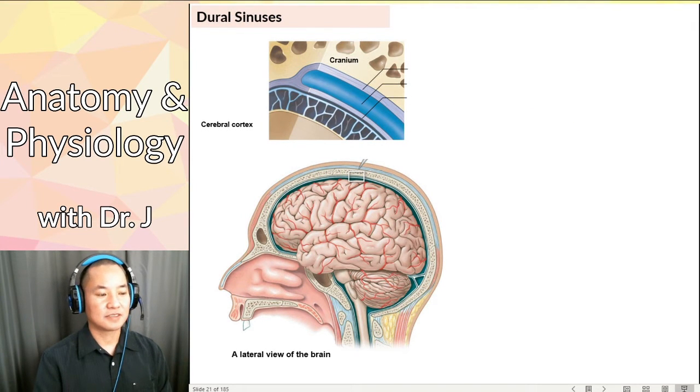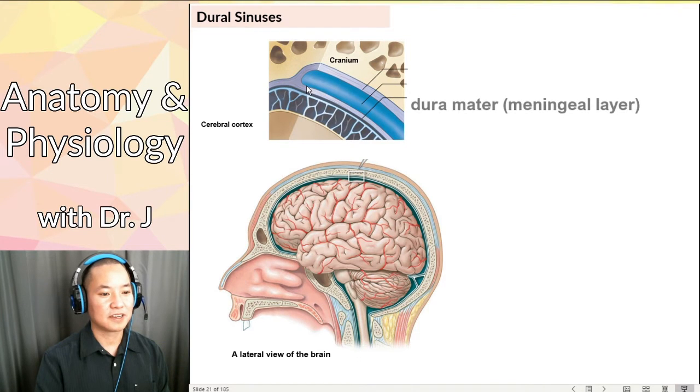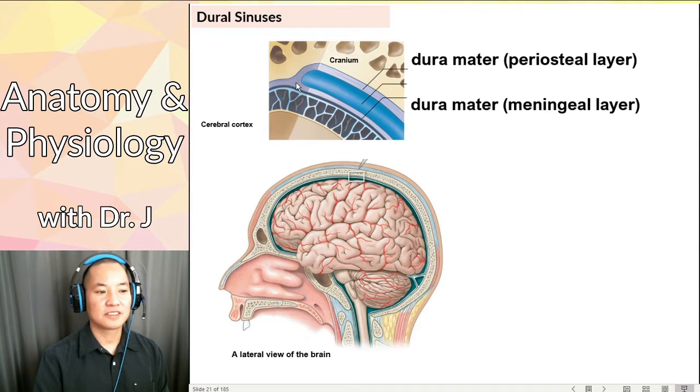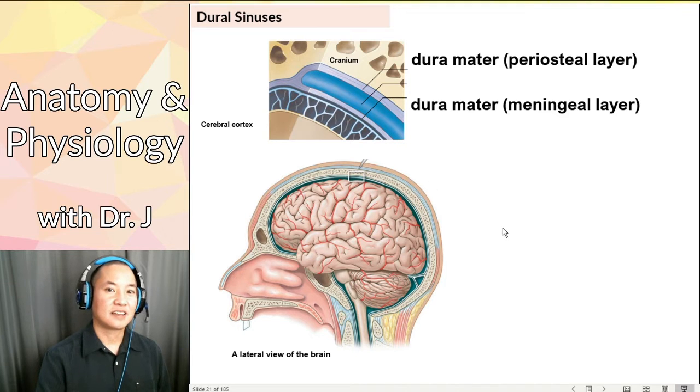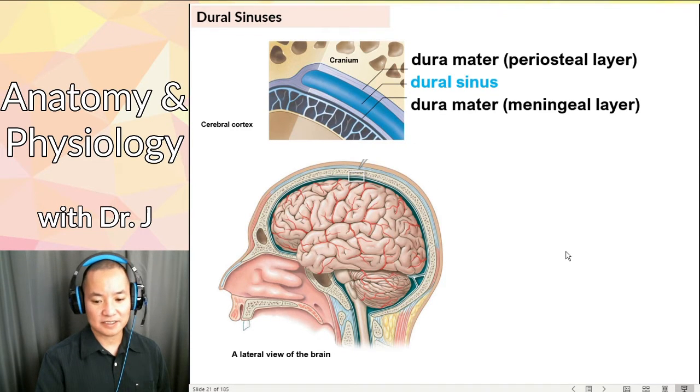Now, remember how I said those meninges are continuous, but in the brain it gets a little more complex. So what we have here is the dura mater, but now we have two layers. We have the meningeal layer that's more inner, but against the cranial bone, we have the periosteal layer. These are still part of the dura mater, but now it starts to branch off and form these two layers that are still continuous, but now it has this extra space. This extra space is called the dural sinus.